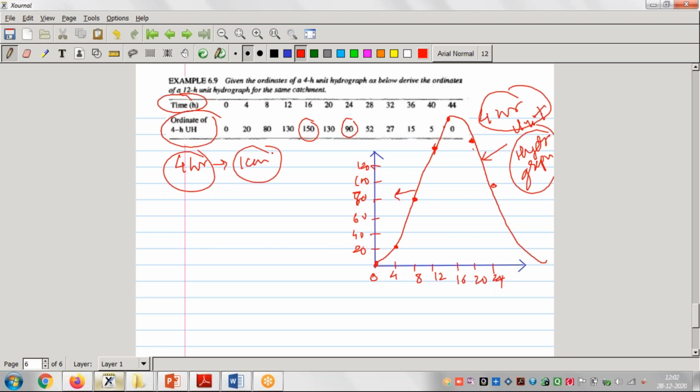The unit hydrograph means what? It is because of 1 centimeter of rainfall. Here it is already mentioned, 4 hour unit hydrograph. Unit means what? 1. So this may be 1 centimeter, this may be 1 inch, this may be 1 mm. Is it okay? I am just considering this is say 1 centimeter. I am just considering. Is it okay?